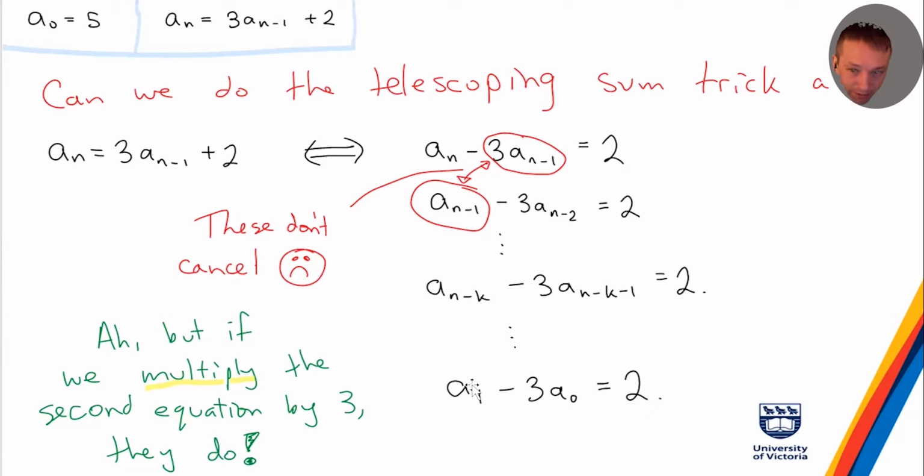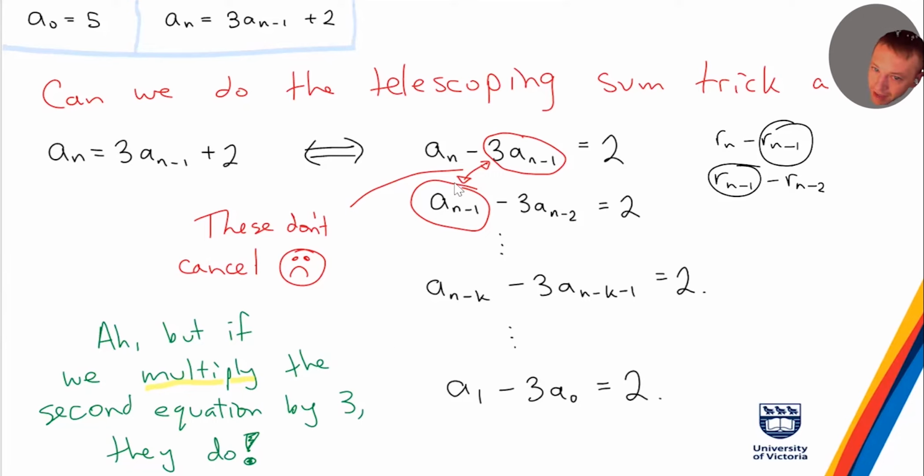And our idea was to just sum up all these equations and hope that everything will cancel. Last time it worked beautifully because remember I had an Rn minus 1, and then I had an Rn minus 1 minus Rn minus 2. And these things just magically canceled out. But it looks like I've got a bit of an issue here because these don't cancel. I've got a minus 3 here, but I've only got a plus 1 here, right? So if I add these up, it won't cancel.